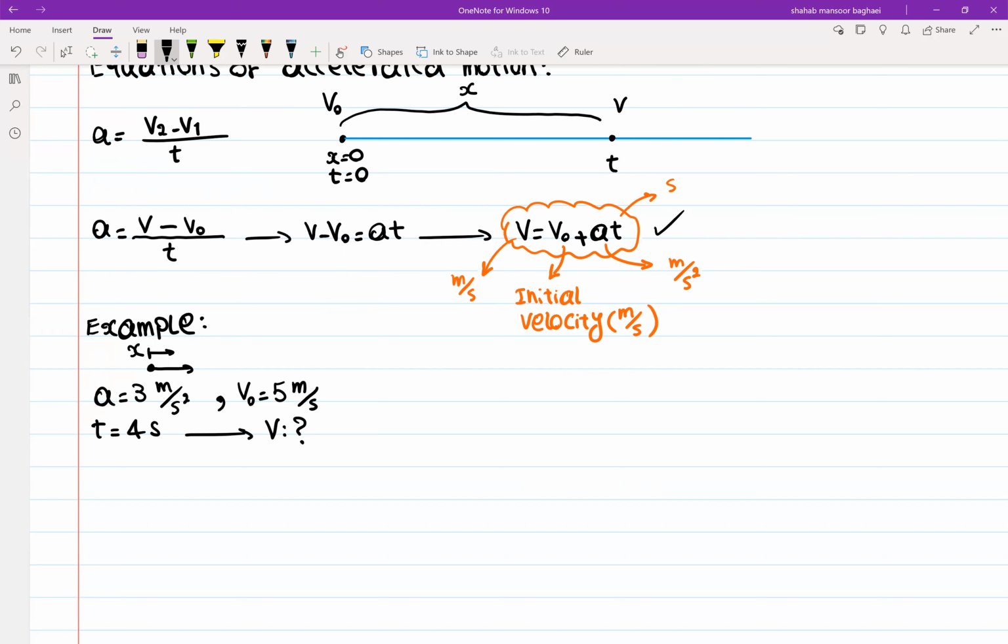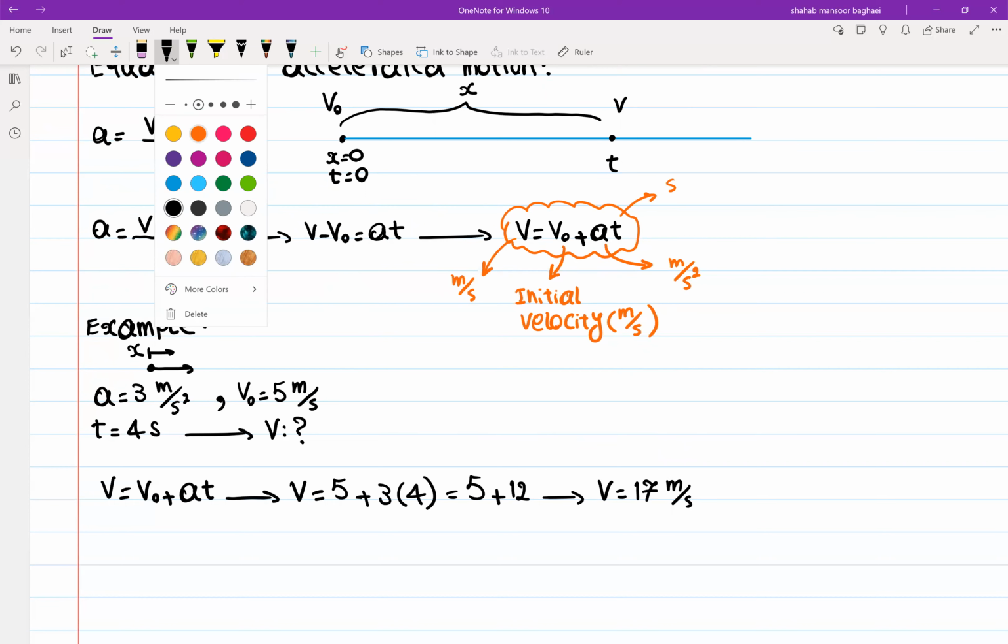Follow this equation. V equal to V0 plus at. V0, you know, it is 5. A, it is 3. And t, it is 4. That's 5 plus 3 times 4, that's 12. Therefore, V is 17 meter per second. Answer of the problem.